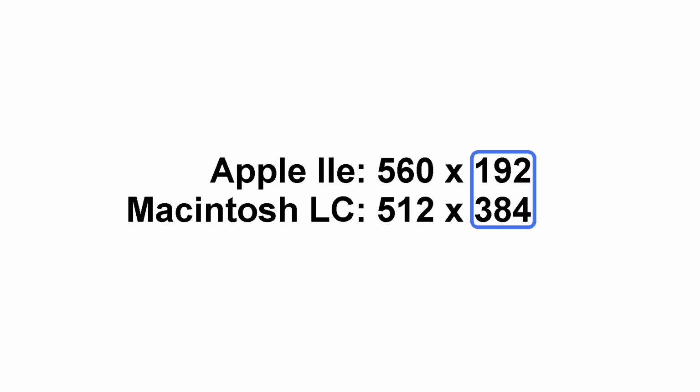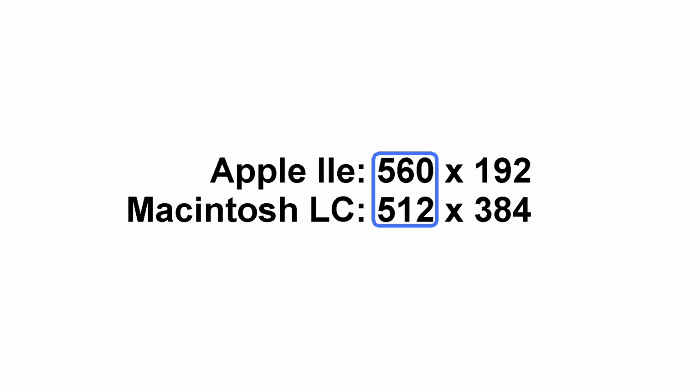And so if you look at the numbers, you can see that the vertical resolution is perfect because the Mac is exactly double that of the old Apple II, so this is easy to scale. But the horizontal resolution is a different story. In fact, the LC monitor technically can't even display all of the pixels of the Apple II's 80 column mode.